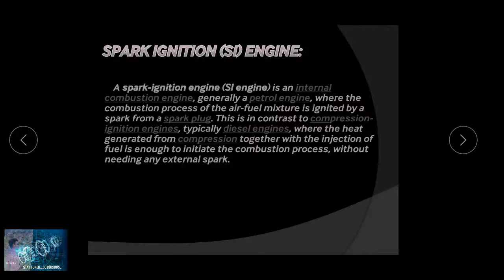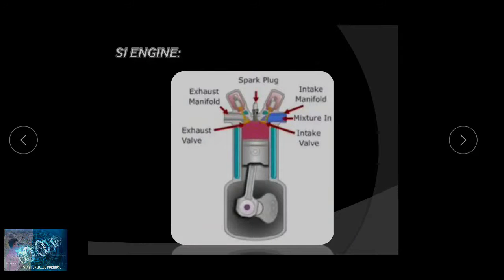Spark ignition SI engine. A spark ignition engine is an internal combustion engine, generally a petrol engine, where the combustion process of the air-fuel mixture is ignited by a spark from the spark plug. This is in contrast to compression ignition engines, typically diesel engines, where the heat generated from the compression together with the injection of fuel is enough to initiate the combustion process without needing any external spark. Here a spark is produced by the spark plug during the power stroke.